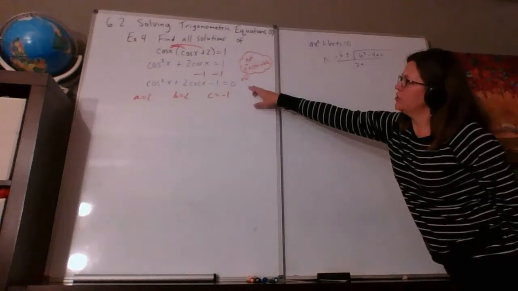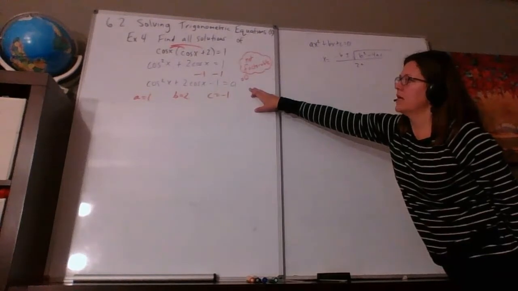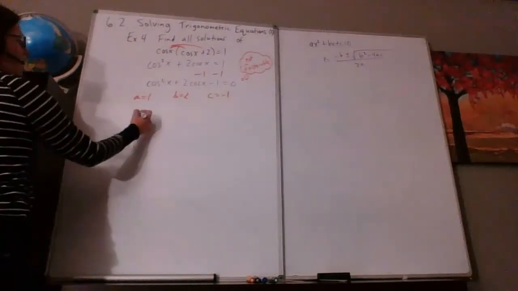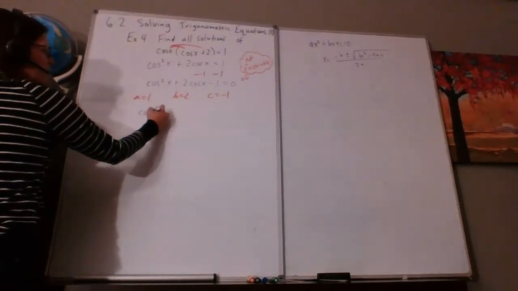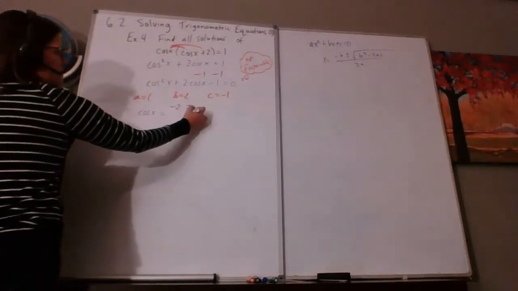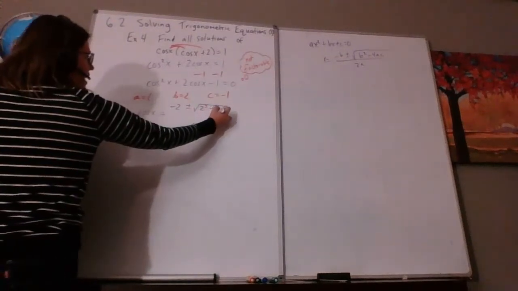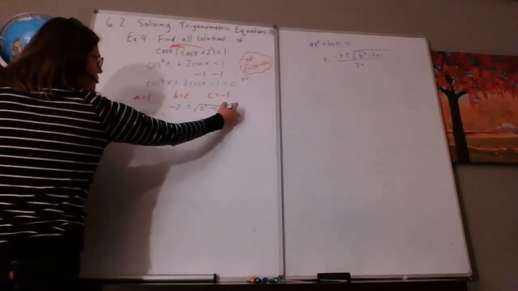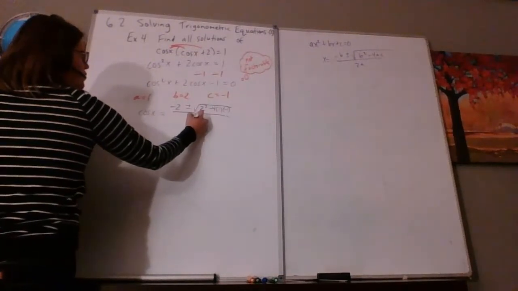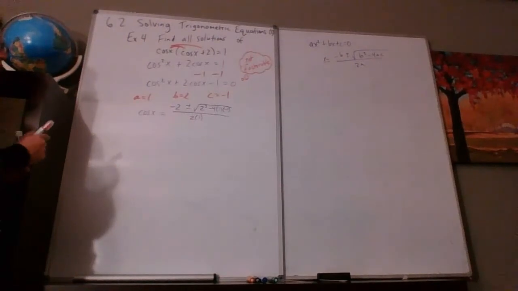Looking at this equation that we have, we no longer just have an x, we actually have a cosine x as our unknown. Therefore, we're going to get cosine x equals -b, which is -2, plus or minus b squared, which is 2 squared, minus 4 times a, which is 1, times c, which is -1, all over 2 times a, which is 1. I like to go to the side and figure out the number that ends up being under the square root and simplifying that square root.